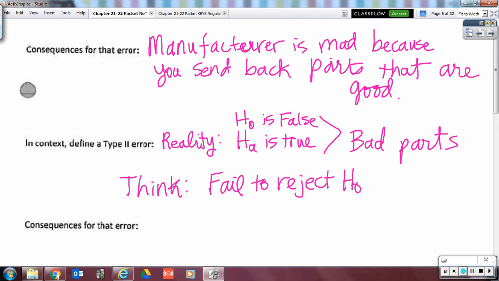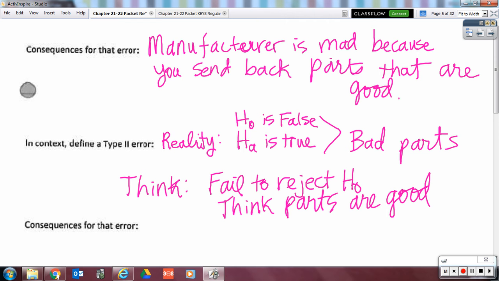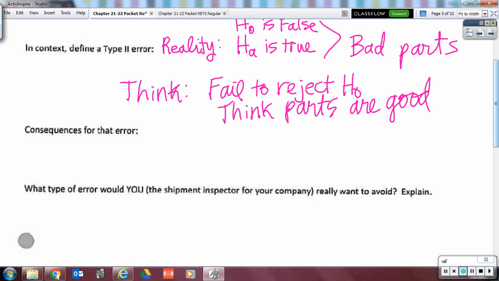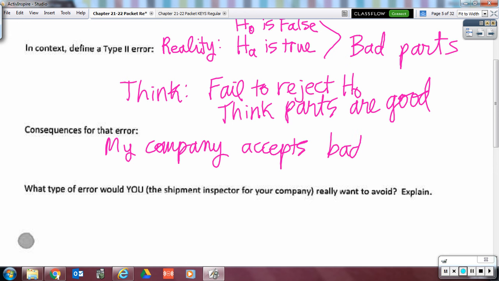So what do I think? If I don't reject the bad parts, what am I thinking? I think the parts are good. So there you go. You see what's happening? I got bad parts, that's the reality. But I got a sample that makes me think the parts are okay. So what is a consequence of that? My company, because of the error, accepts bad parts. What if these are brake parts for a car?